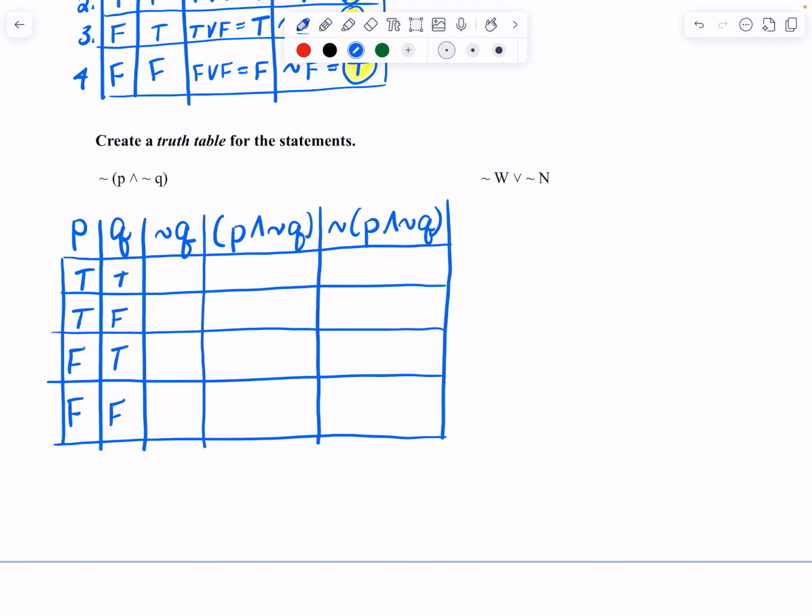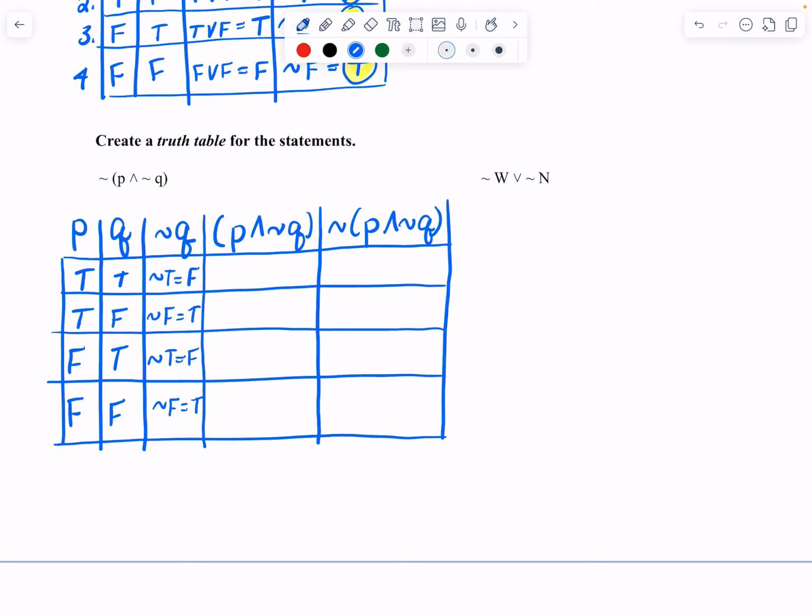Okay. Now I'm negating Q. So negation of true equals false. I'm looking at the Q column, so negation of false equals true. The negation of true equals false, and the negation of false equals true. Again, I'm looking at this Q column, and I'm negating it. That's how I got those values. Okay, so now I have to put those pieces together.